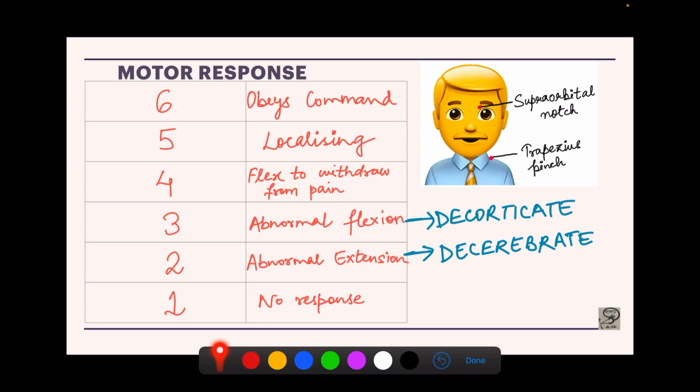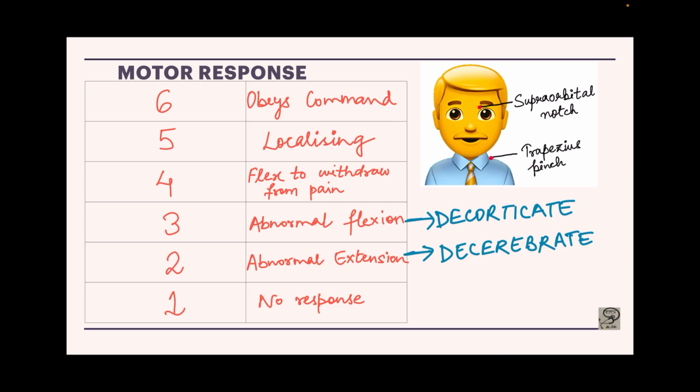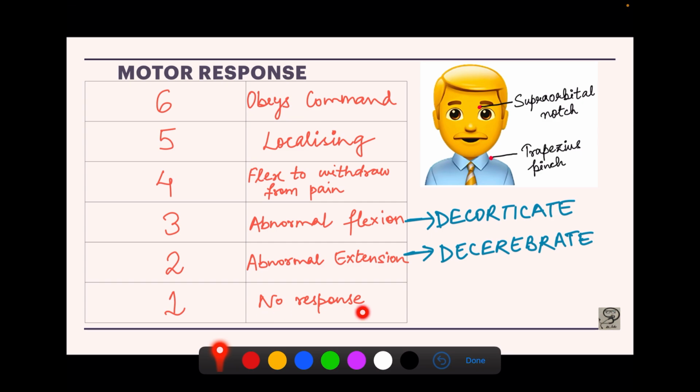So, now what is the difference between decorticate posture and decerebrate posture? In short, there is one similarity: in both of these postures, the lower limbs are extended, but in decorticate posture, the upper limbs are flexed, whereas in decerebrate posture, the upper limbs are extended. And finally, score 1, where there is no response even after giving maximum stimulus.